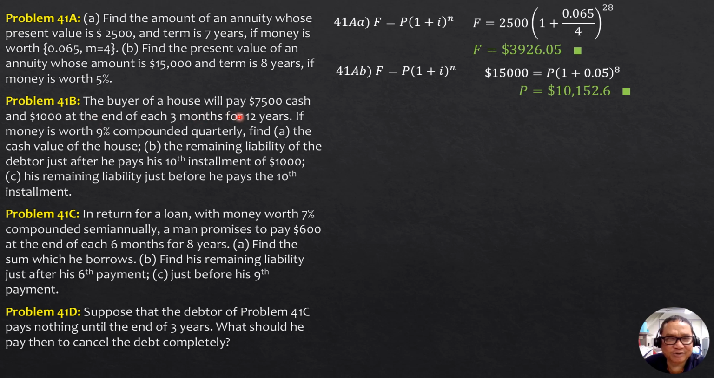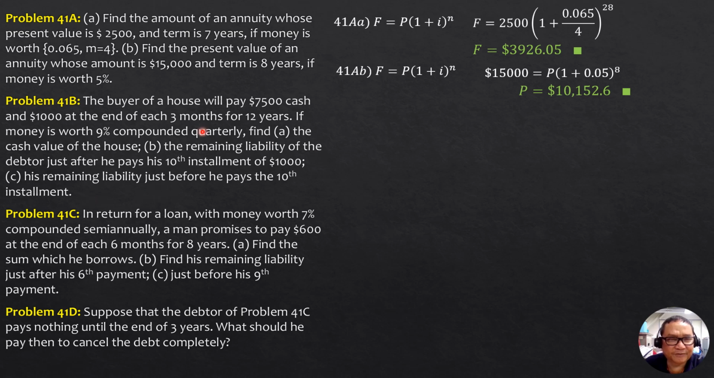Then we proceed to 41B. The buyer of a house will pay $7,500 cash and $1,000 at the end of each 3 months for 12 years. If money is worth 9% compounded quarterly, so the interest is matching with the mode of payment, find the cash value of the house, the remaining liability of the debtor just after he pays his 10th installment of $1,000, and his remaining liability just before he pays the 10th installment.